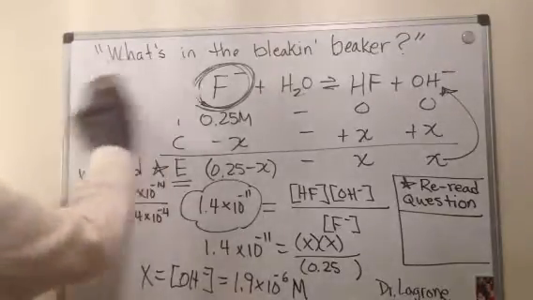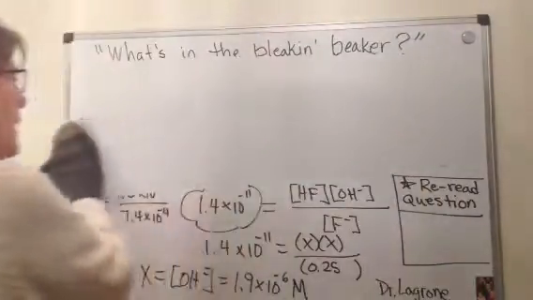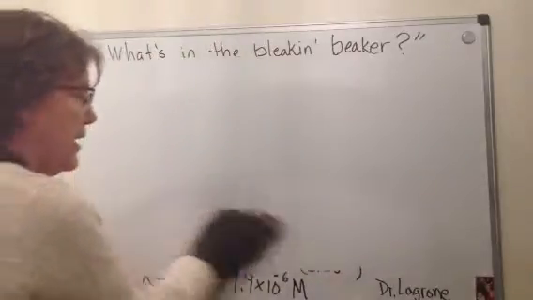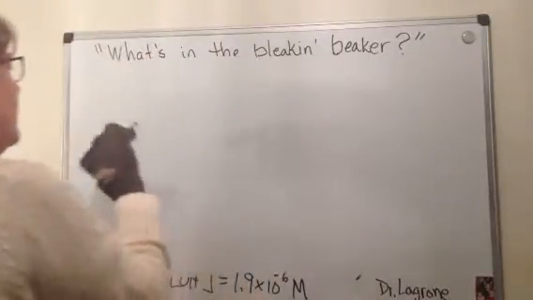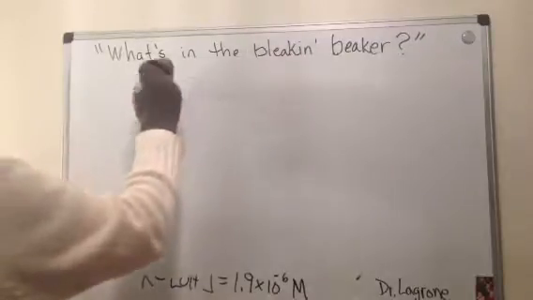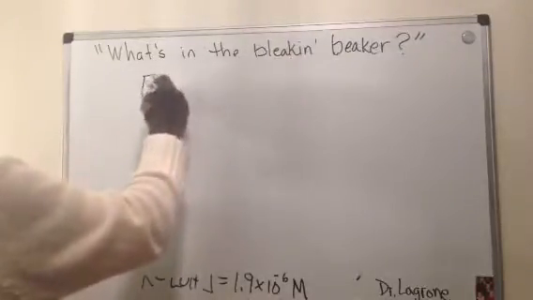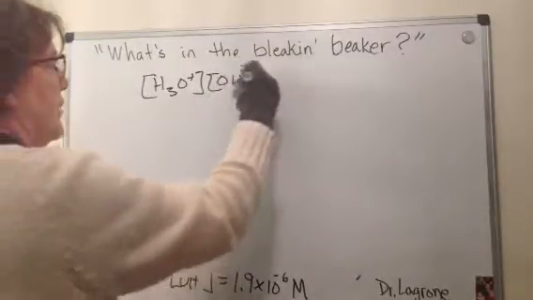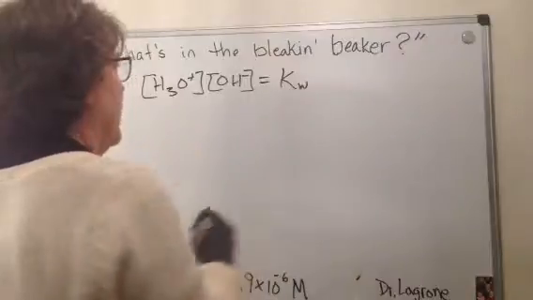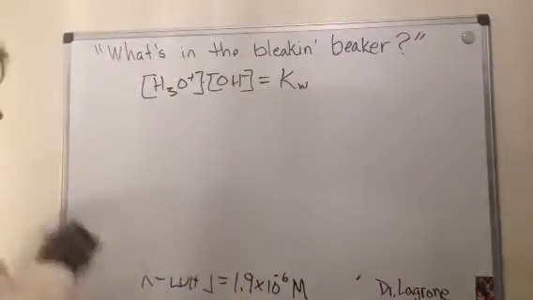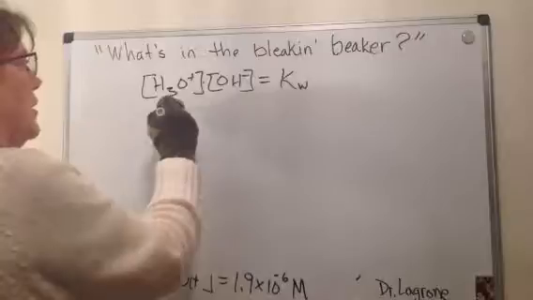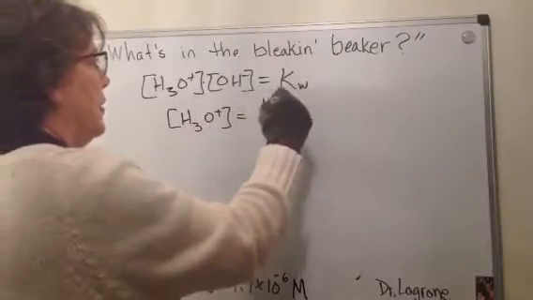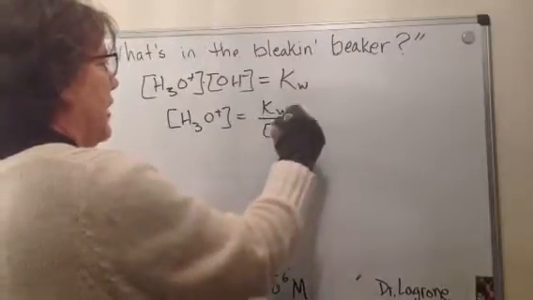If that's the case, there's a simple relationship between the hydronium ion concentration and the hydroxide ion concentration, and that is simply that the product of the two concentrations, hydronium ion concentration and hydroxide ion concentration in an aqueous solution, is always equal to Kw. That's the product. So the concentration of hydronium is going to equal Kw divided by hydroxide.